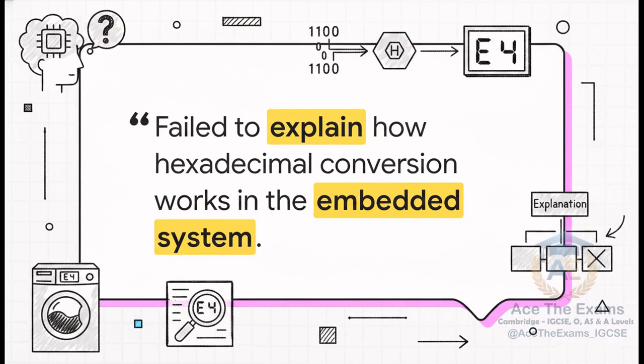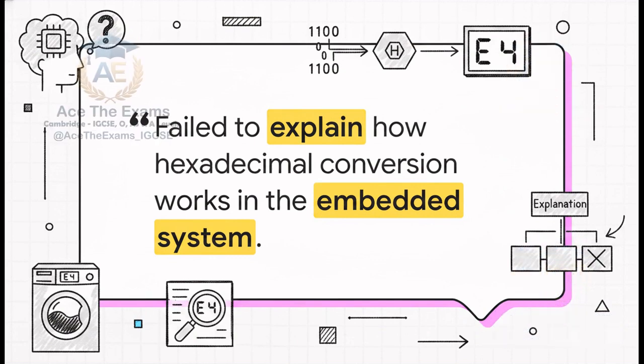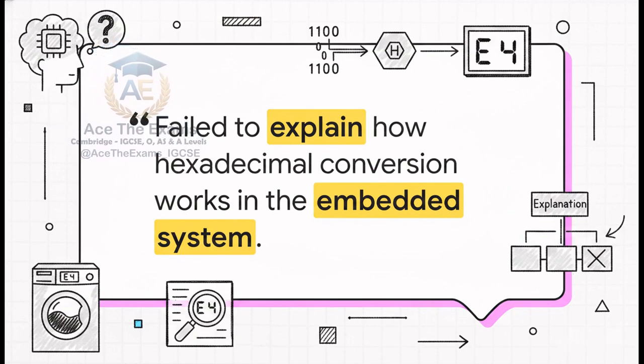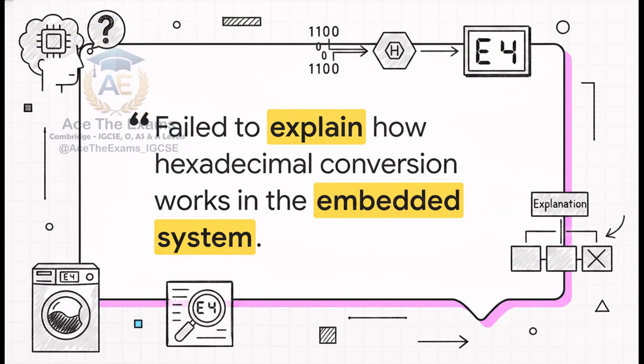Let's move to Challenge 2, Find the Flaw. I want you to listen very closely to this actual examiner commentary from a past paper. The student named the device but failed to explain how the hexadecimal conversion works in this specific embedded system. Man, that is just a heartbreaking way to lose marks. The student clearly studied, they clearly knew their stuff, and they recognized what an embedded system was, but they completely dropped the ball on the explanation phase of our PEEL framework.